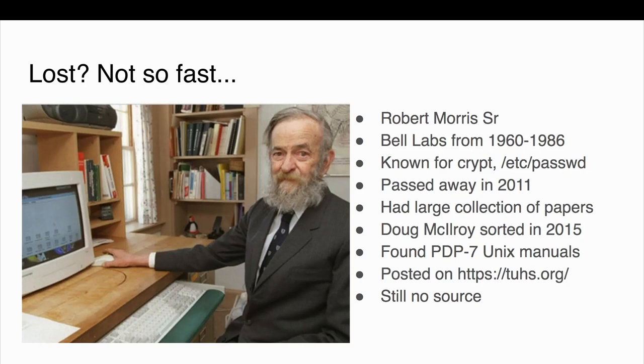Robert Morris Sr., a researcher at Bell Labs, did a number of things in security, including coming up with crypt and the etc password. He passed away in 2011 and left a large collection of papers that took a while to go through. And Doug McIlroy, another person from Bell Labs from way back, went through his papers and found in 2015 the PDP-7 Unix manual that had been produced at the time. And he scanned it in and sent it to a group called TUHS, which stands for the Unix Historical Society. And they're a group that collects old Unix artifacts. This will become important in a minute, but there was no source in Dr. Morris's collection of papers, unfortunately.